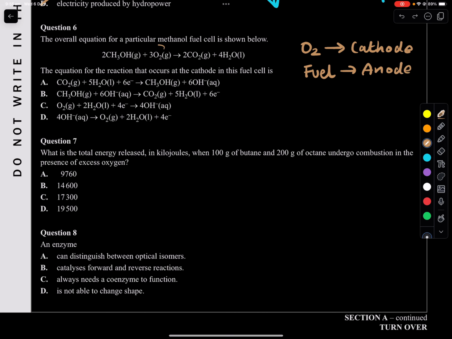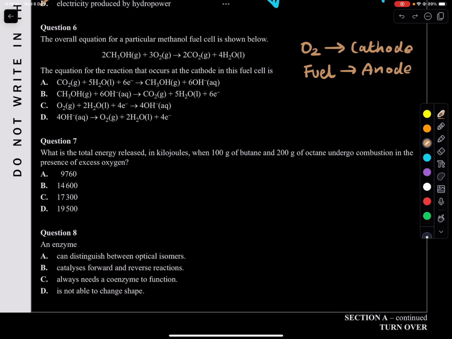In this case, oxygen is reacting with a fuel, meaning that if we want the cathode in this reaction, cathode is the reduction. So we know for a fact that our O2, our oxygen, is always going to be at the cathode. So this one over here is going to go through reduction. If your oxygen gas is going through reduction, we know that the electrons have to be on the left.